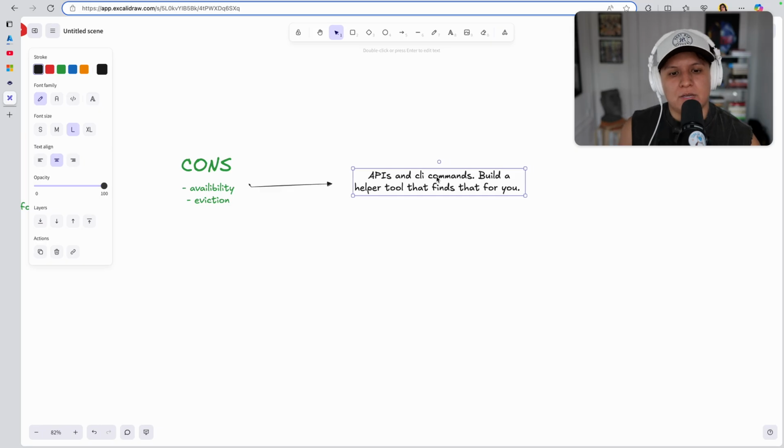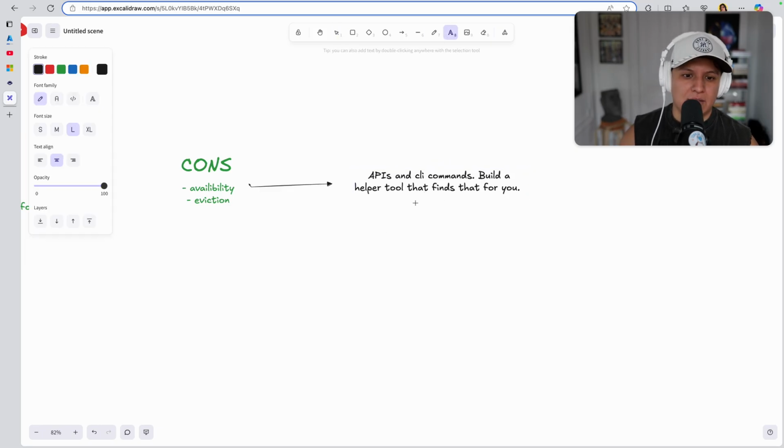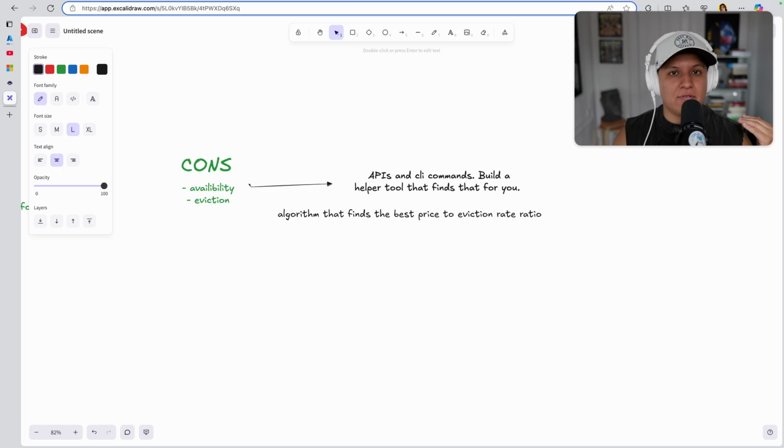And you can do some cool things here too, because you can almost kind of outline like an algorithm, right? Because you may end up having a list of regions that have this type of availability. So let's say you have four regions that you want to work with. Let's say out of four, you have zone one in region one, and then you have zone two in region two that have availability. Well, you can almost establish like an algorithm that finds the best price to eviction rate ratio, right? So ideally you want to balance between finding the ones that have a lower eviction rate in terms of the price that it'll actually cost you, right?